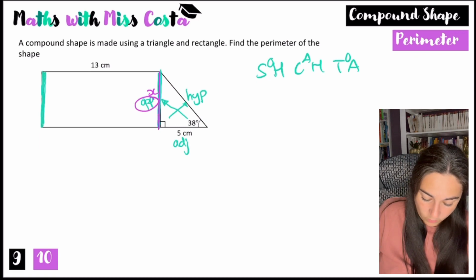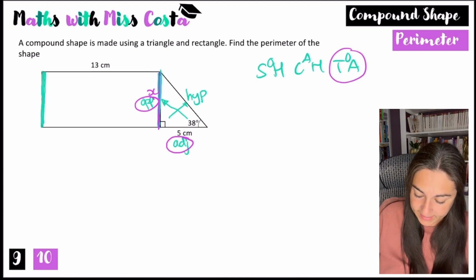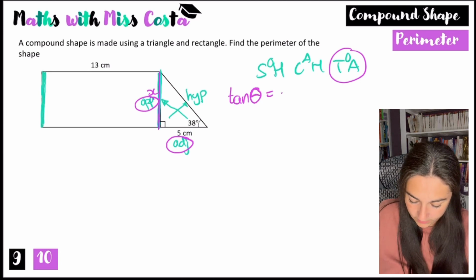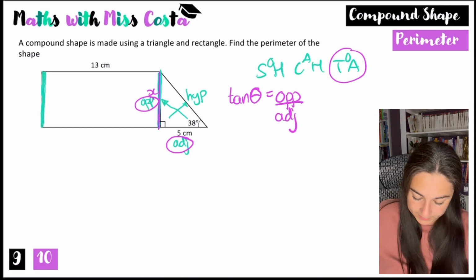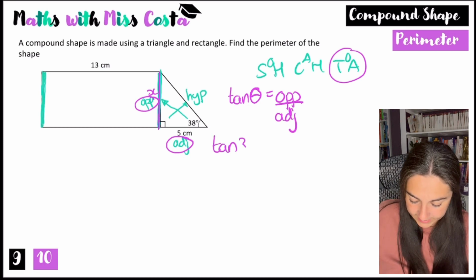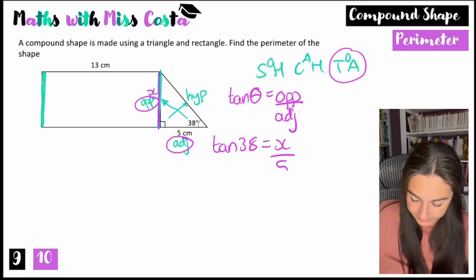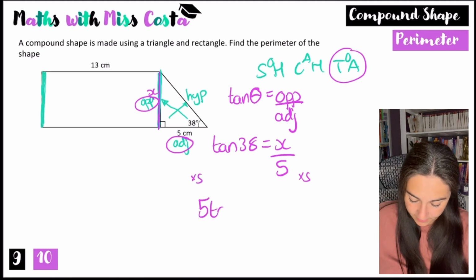So we're working with the opposite and we've been given the adjacent. So opposite and adjacent, that's tan. So we write out tan theta equals opposite over adjacent. That's just the formula. And then we substitute. We know the angle is 38. So tan 38 equals opposite x over adjacent, which is 5. We rearrange the formula, so multiply both sides by 5. So 5 tan 38 equals x.